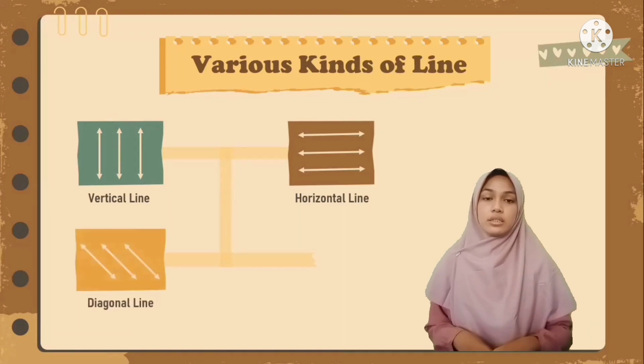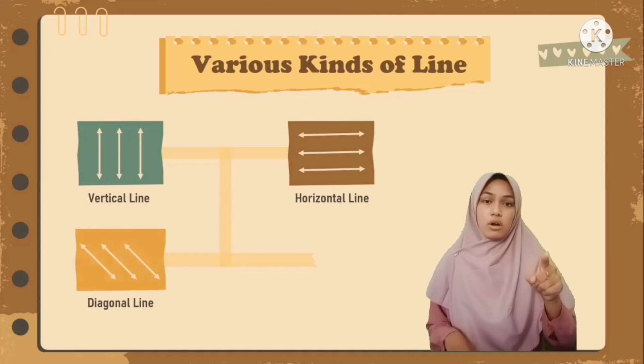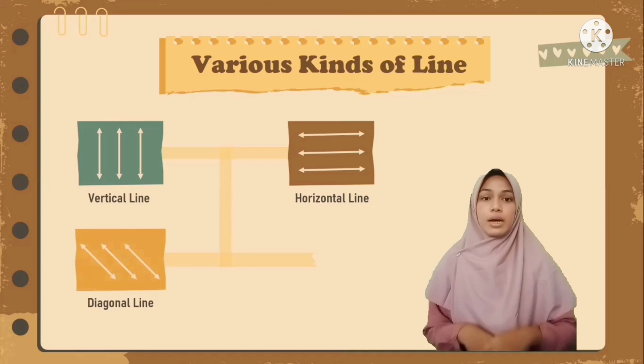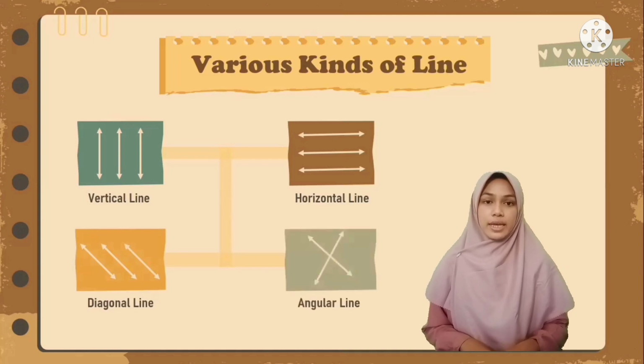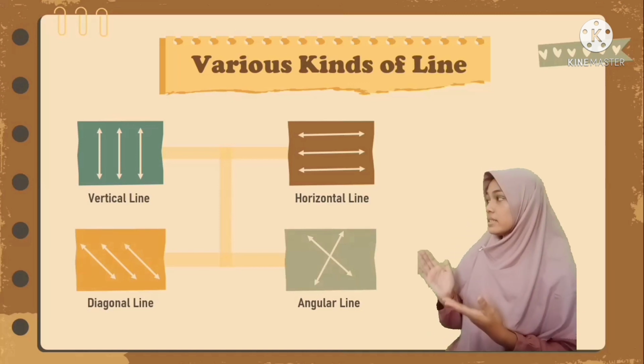The third is the diagonal line. This line connects one corner to another corner, but not on the same side. And the last is angular line. Angular lines are lines which meet each other at one point, creating an angle. You can see the picture of the 4 kinds of line on the side.